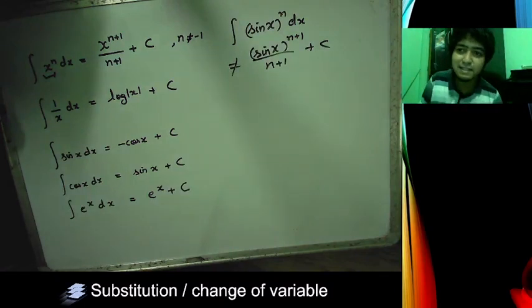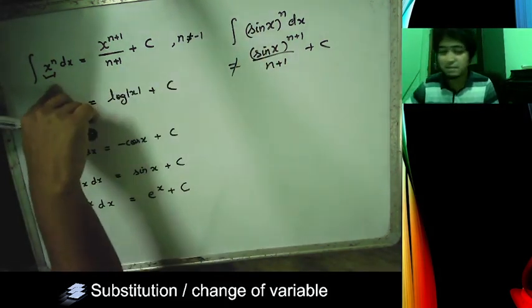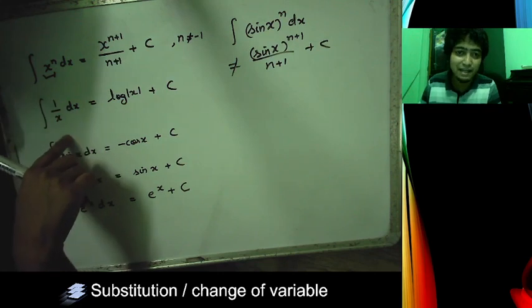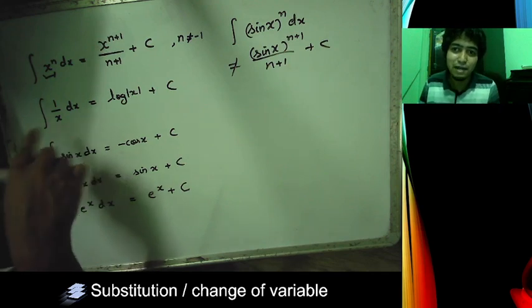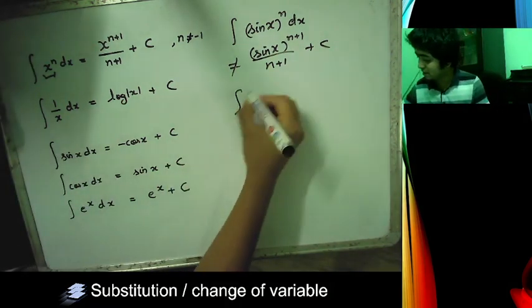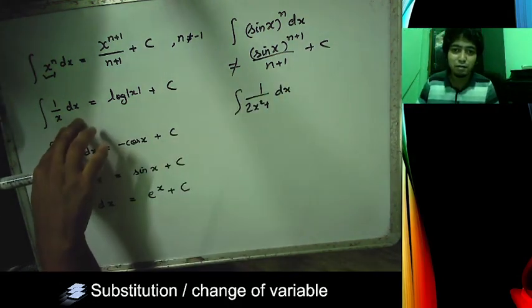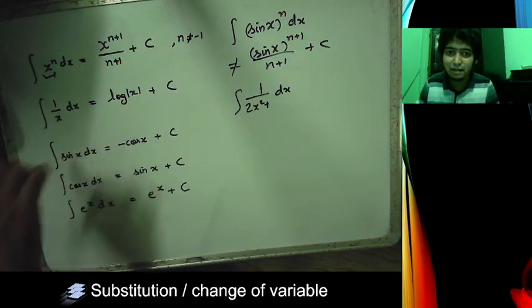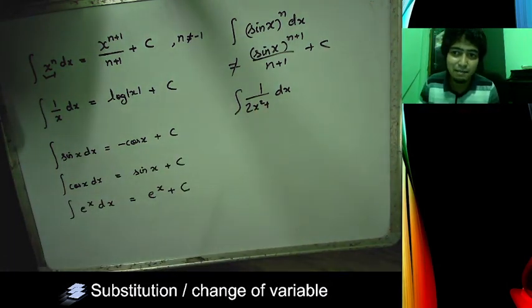So this is exactly what we will learn today: how to do such problems if other terms are involved. For example, even over here you may have 1 by tan x, or something like 1 by 2x squared plus 1 dx. You cannot use this formula anymore, because this formula works only when you have a single variable x. It doesn't work when x is replaced by something else.